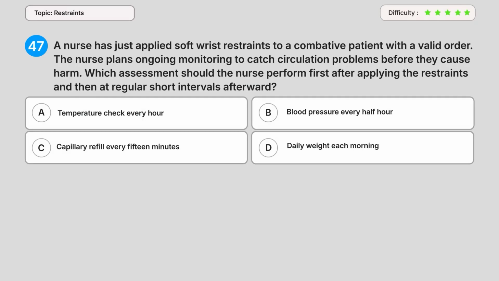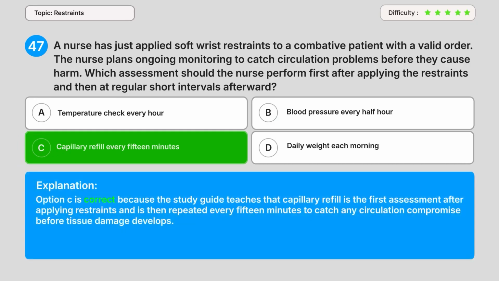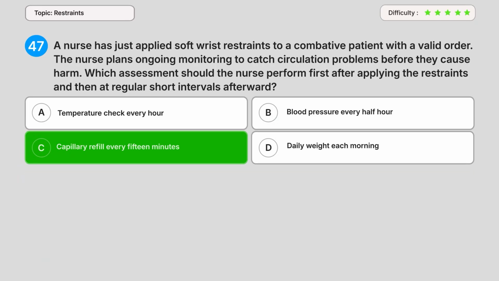Correct answer: C. Capillary refill every 15 minutes. Option C is correct because the study guide teaches that capillary refill is the first assessment after applying restraints and is then repeated every 15 minutes to catch any circulation compromise before tissue damage develops.